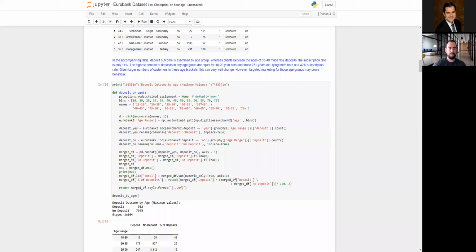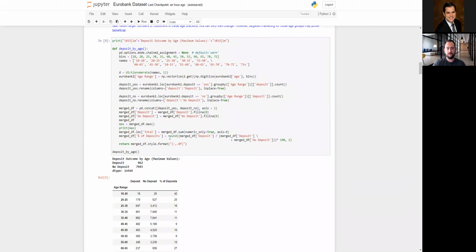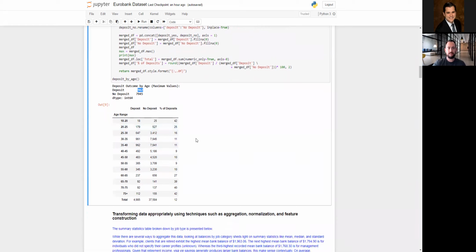For example, if we look at deposit by age in this newly constructed data set, we discretize age into buckets or bins because there's so much data. Remember, there are 45,000 rows of data, so we have to bucket everything into age groups. Interestingly enough, between the ages of 35 and 40 we have the highest amount of deposits at 962, which you can see highlighted by the maximum here. However, that only accounts for 11% because there's a higher percent of those that did not deposit. We could see some give and takes in these types of relationships between age ranges.